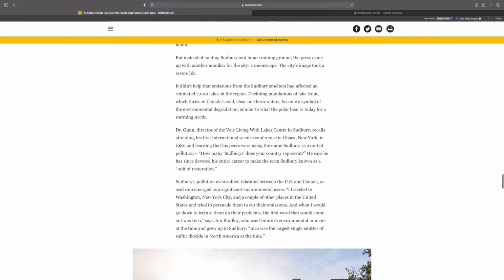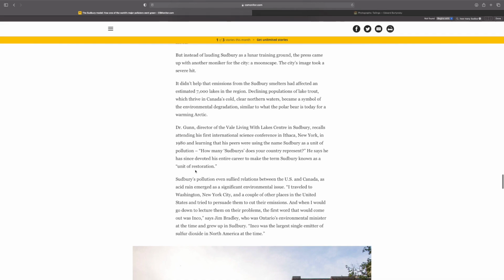Okay. So this is a little bit of a sad quote. I'll just read it. Dr. Gunn, director of the Vale Living with Lake Center in Sudbury, recalls attending his first international science conference in Ithaca, New York in 1980, and learning that his peers were using the name Sudbury as a unit of pollution. And this is how it would be used: How many Sudburys does your country represent? He says he has since devoted his entire career to make the term Sudbury known as a unit of restoration instead of a unit of pollution.